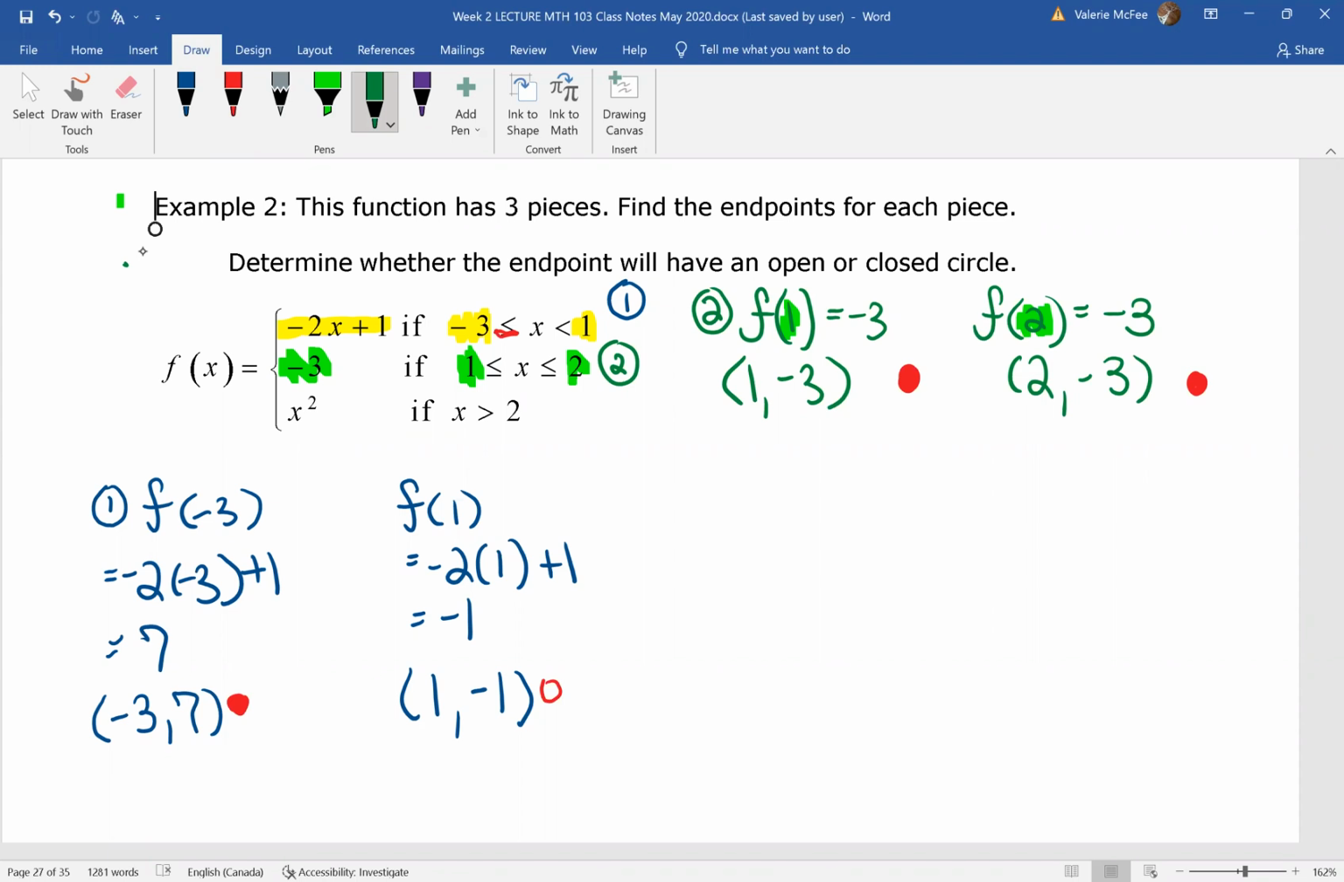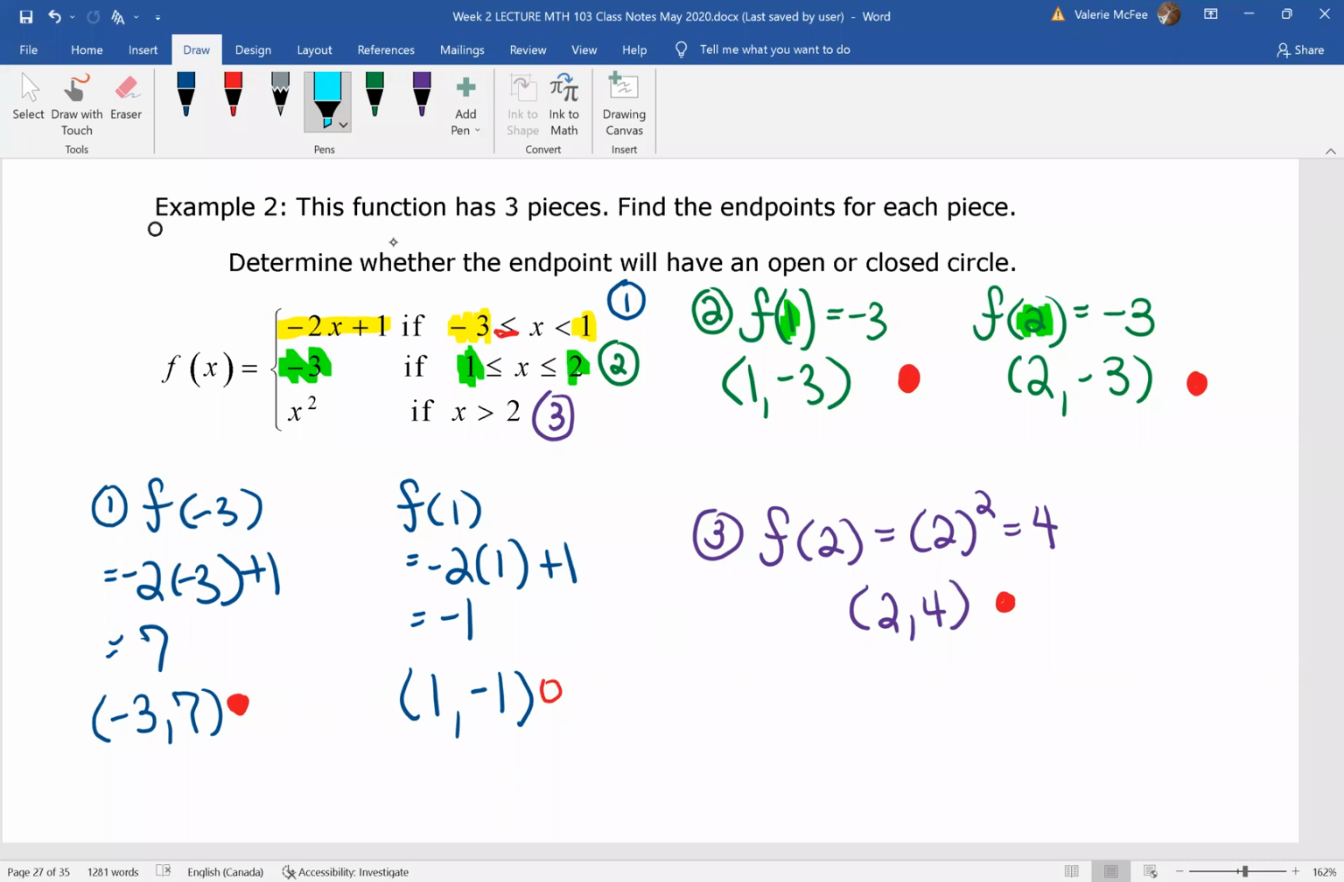So we used x equals 2 and found the f of 2. We used the equation x squared. This gave us an endpoint at 2, 4 with an, oh, I put a closed circle there and it should be an open circle because x is greater than, not equal. Go through these examples again so that in the next lesson we can put all of this together and start graphing our piecewise defined functions.